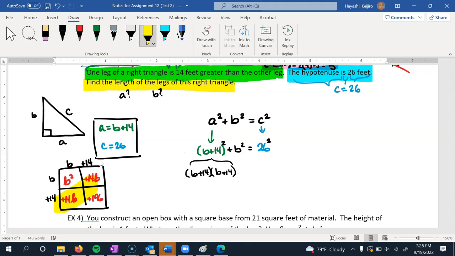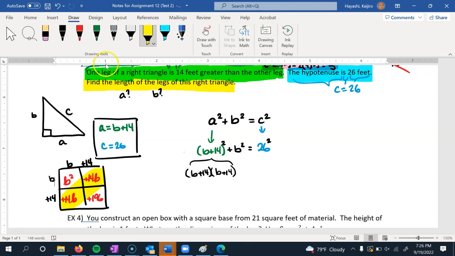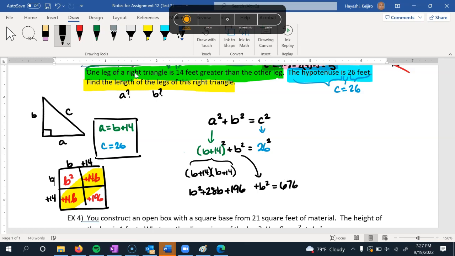If I combine these straight away, which I can because they're like terms, plus 14b and plus 14b, how many b's are there actually? 28. Okay, so this is b squared plus 28b plus 196. And then there's the rest of the stuff. So plus b squared equals 676. Okay. Wouldn't have thought of that myself.